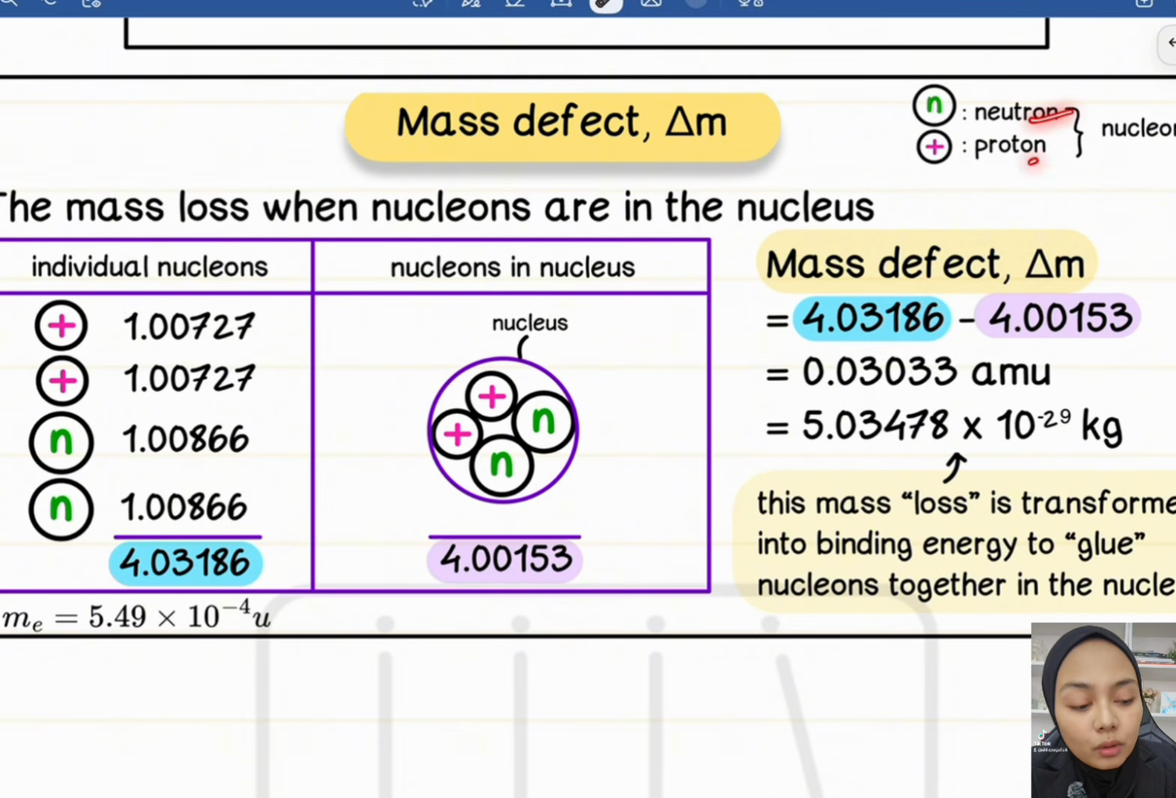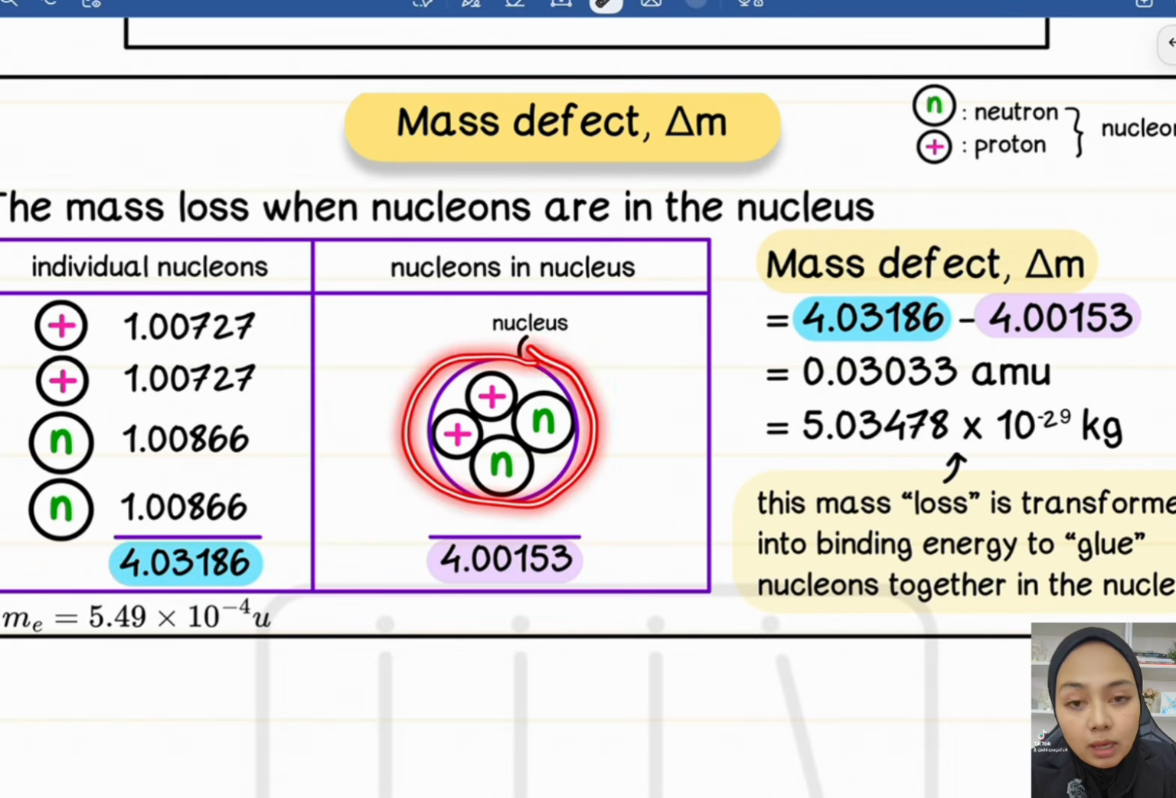What are subatomic particles, you might ask? It consists of neutron, proton, and electron. The thing about subatomic particles is that if they are individual, the mass is different than if they are in a pack, which is in nucleus. If we sum them up together, you're going to get 4.03186 atomic mass unit. I put here another one, which is mass of electron, also in atomic mass unit. This is just an extra.